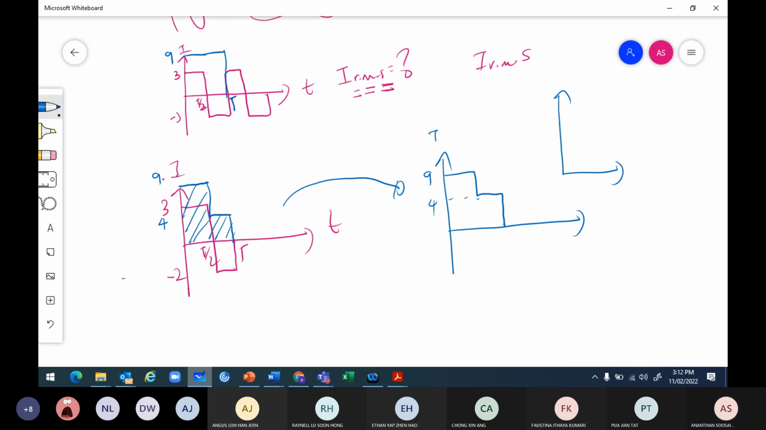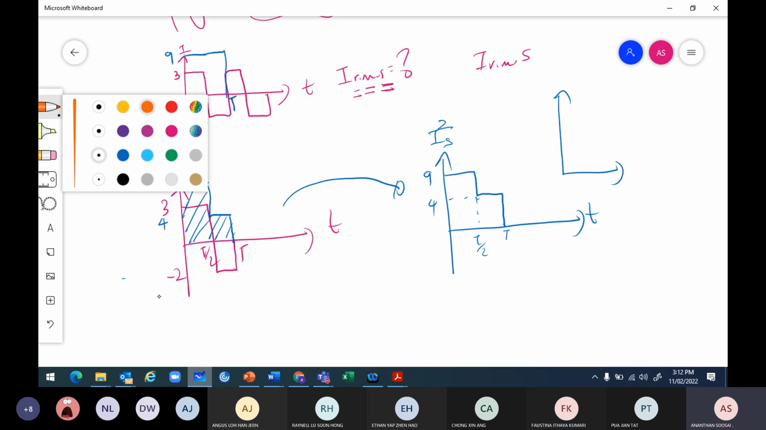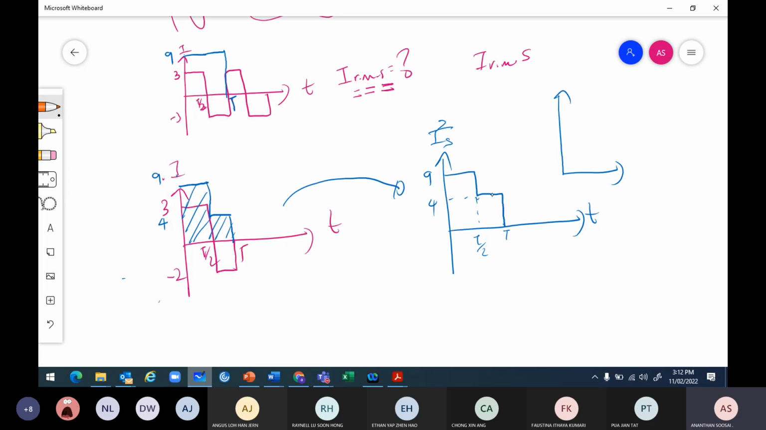What we want to do, the current here, this is the square current, I squared versus T, like this. This is the square graph. The current is not average. The first half period, the square of the current was 9. The second half period, the square of the current is 4. We want to find the mean value of this. Mean value means, you know, this uneven box, like two boxes.